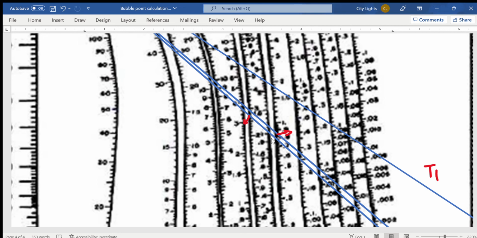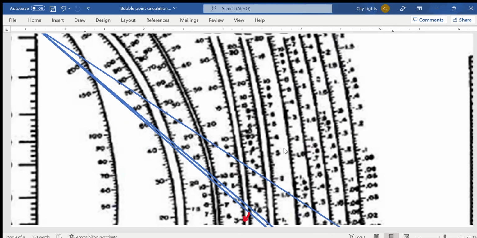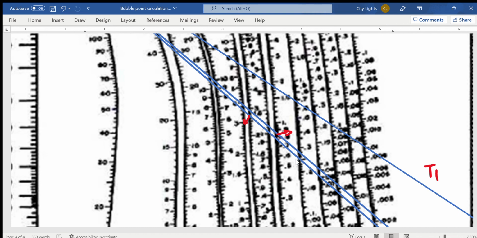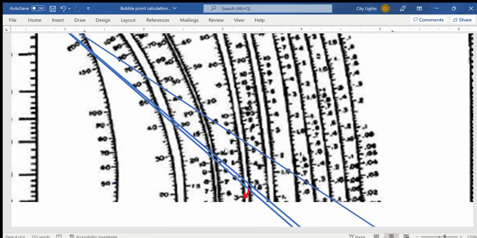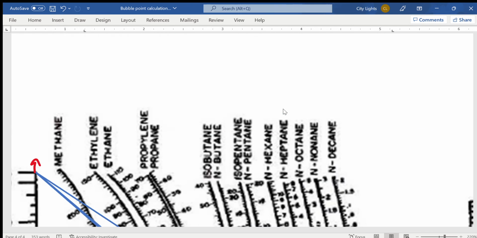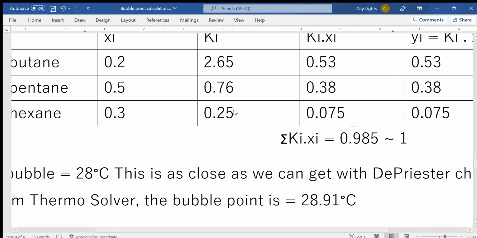So this is 0.76, and this value that I circled before is the new K value for N-butane. And over here, coming down from here, this is the new value for N-hexane. Now I'm going to read both of these. This value is going to be 0.25, and this value is around, this is 2.5, this is 2.3, so this value is going to be around 2.7-ish. Yeah, 2.65, pretty close. So this value is going to be 2.65, and for N-hexane, I said it's 0.25.